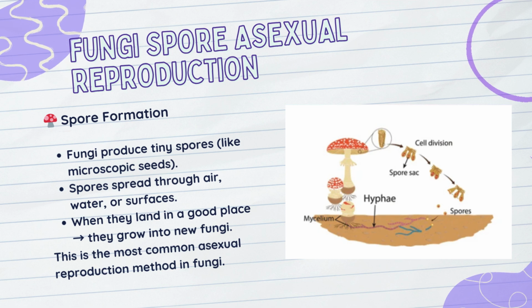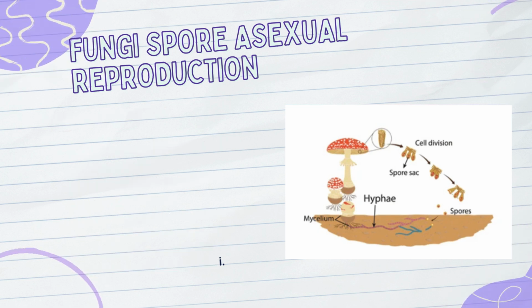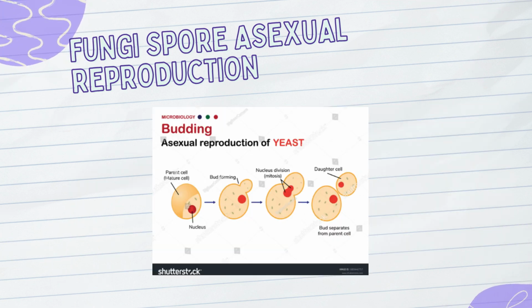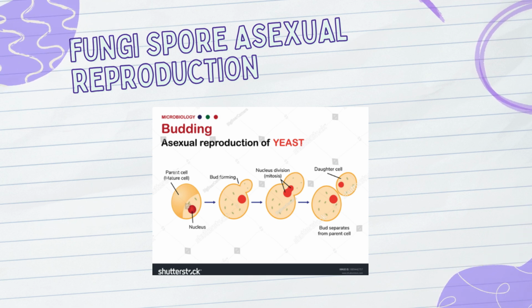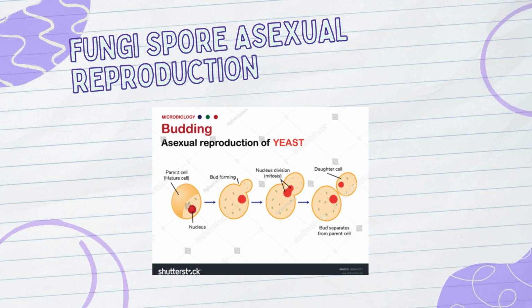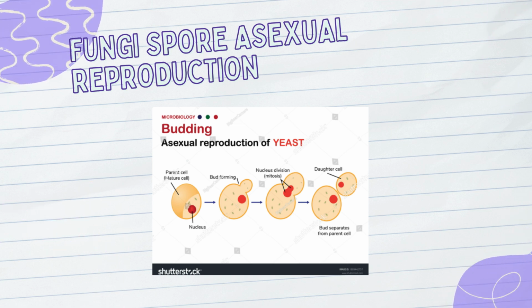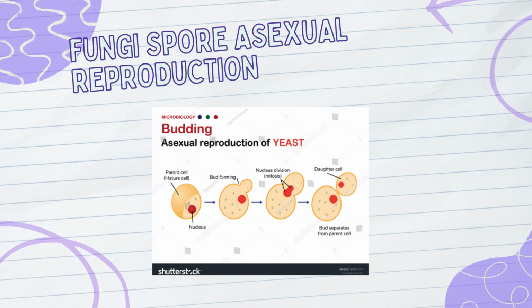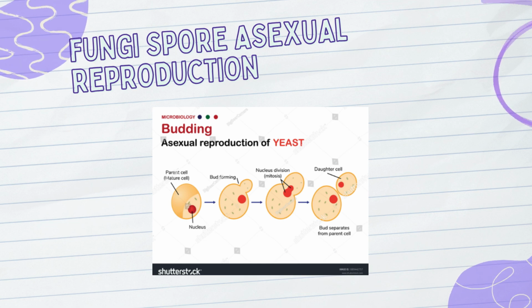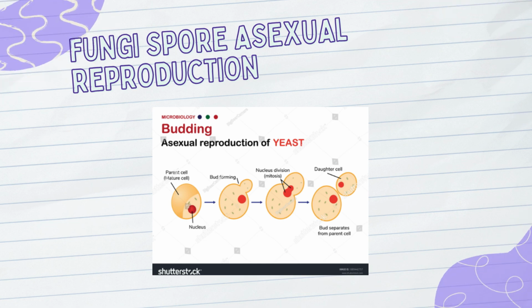There are also other different ways, like budding. Budding occurs in yeast. So a small bud will grow on the parent fungus, and it will undergo DNA replication, and then the bud will grow bigger, and it will eventually break off, and a new fungus will form. But that happens with yeast cells.